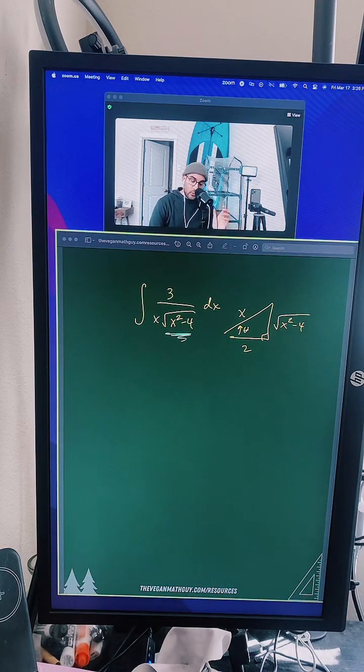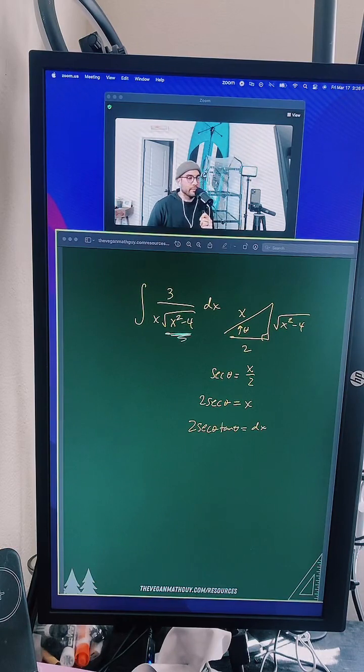Anyway, let's continue. So this is what I mean by this. If we do some trig identities here, secant, if you recall, is equal to the hypotenuse over the adjacent. It's the reciprocal of cosine. So this is why I wrote it as x over 2. Let me move the 2 to the other side. So we have 2 secant theta is equal to x. This is beautiful. And now we're going to take the derivative. So we have 2 secant theta tan theta d theta is equal to dx.